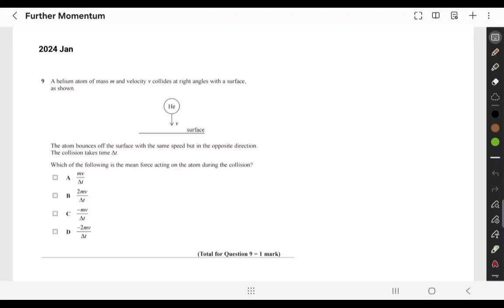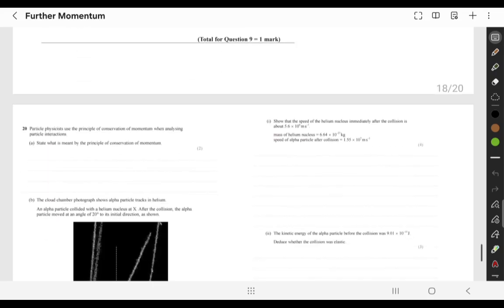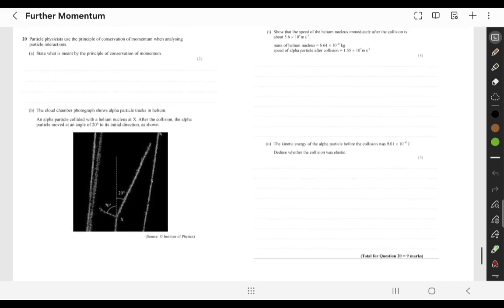Welcome back to another exam walkthrough. We're going to be going through 2024 Jan question number 9 and question number 20.